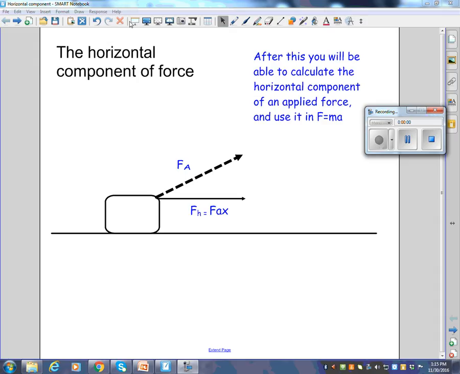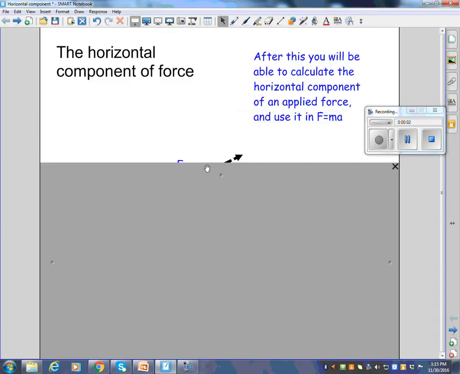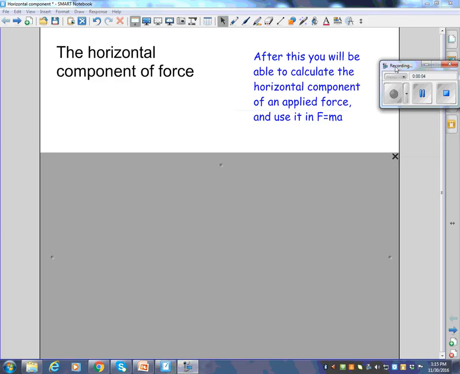So let's begin. We're talking about the horizontal component of an applied force. After this, you'll be able to calculate the horizontal component of an applied force and use it in F equals ma. So let's just look at this picture here.